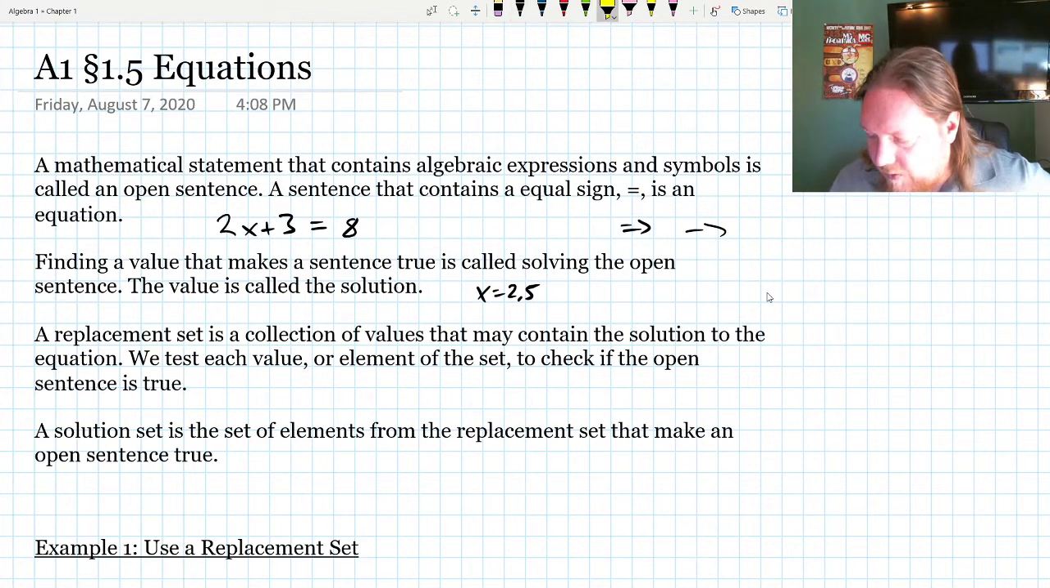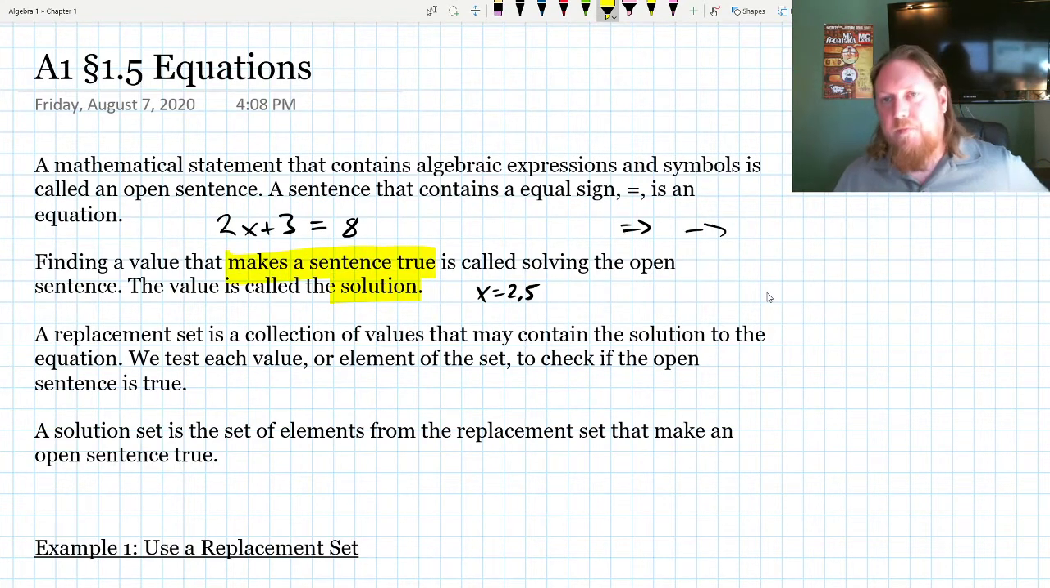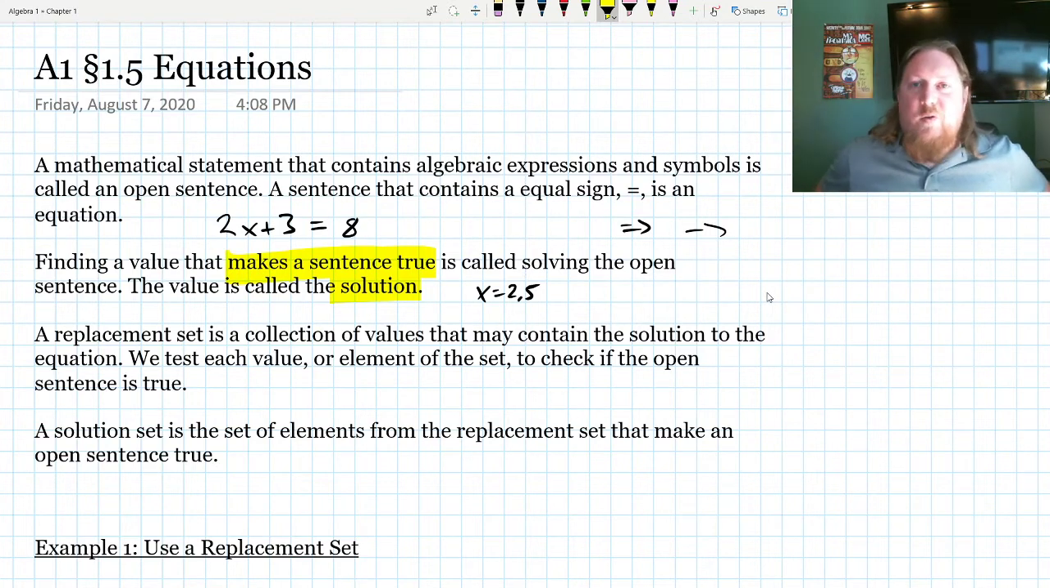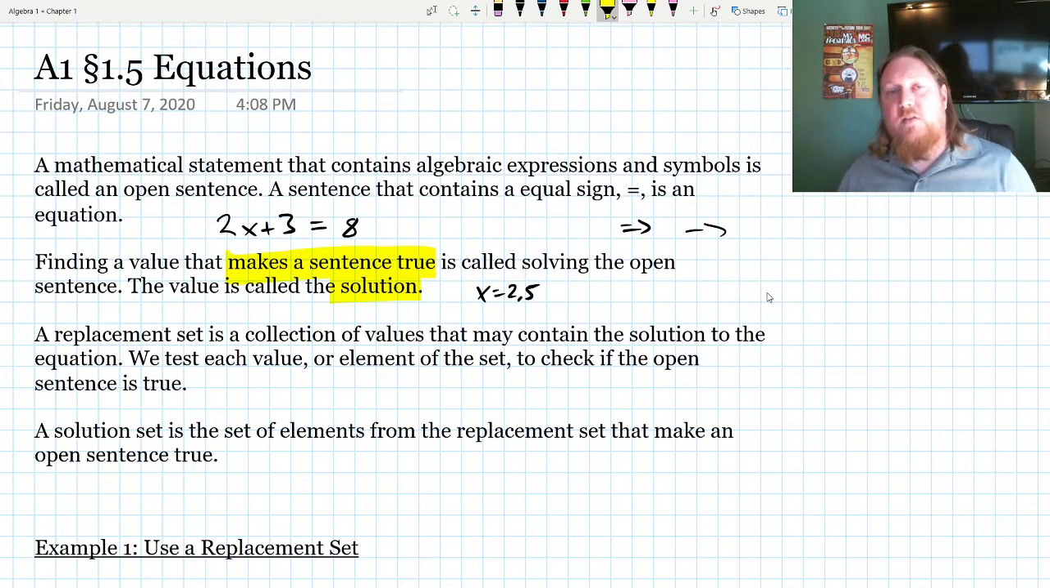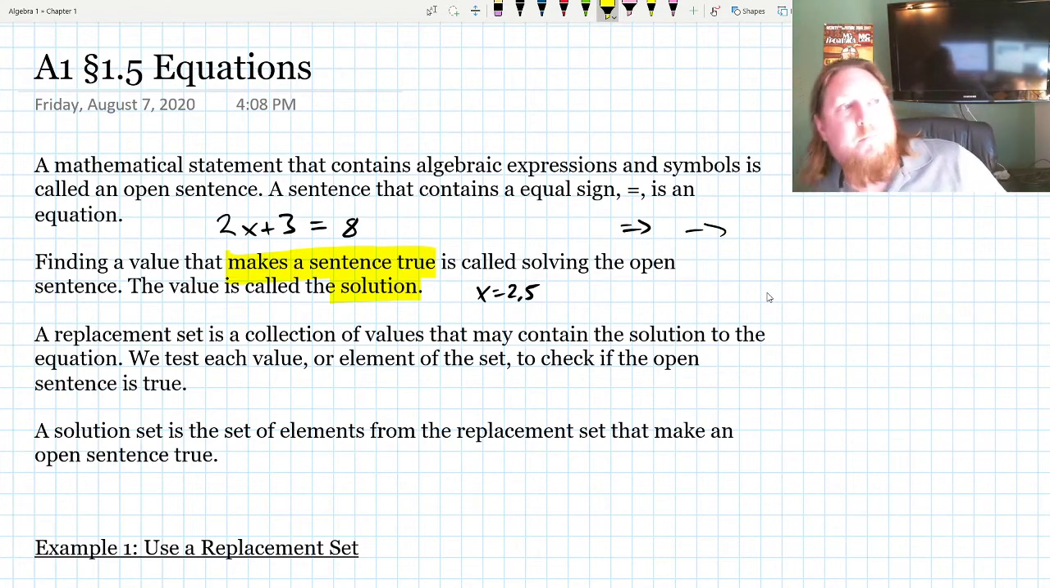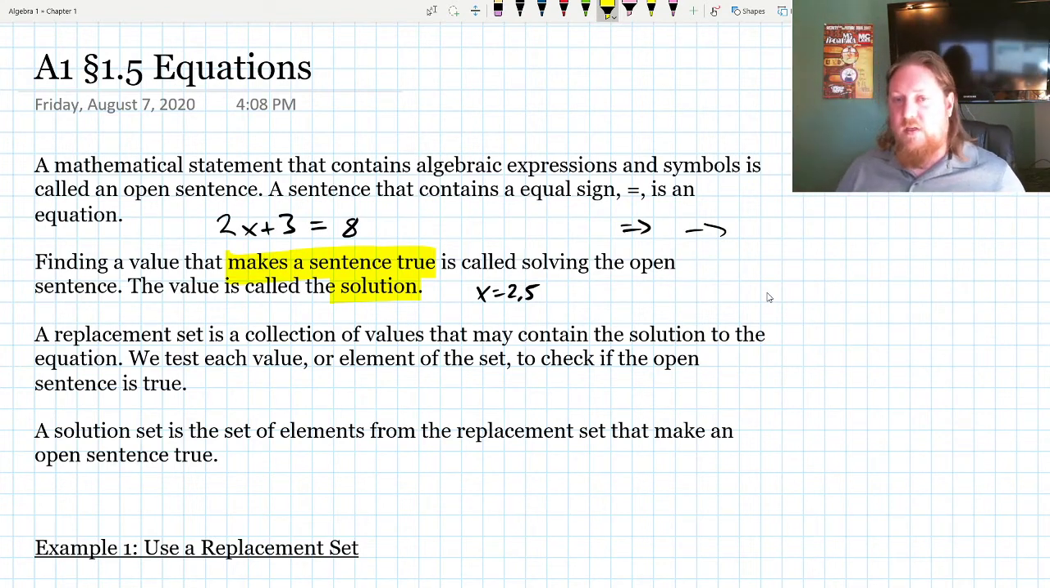So let me highlight there that the solution makes the sentence true. If it's not making it true, then it's not the solution. Now, it still might be an interesting thing to think about, but it is not the solution to the equation.